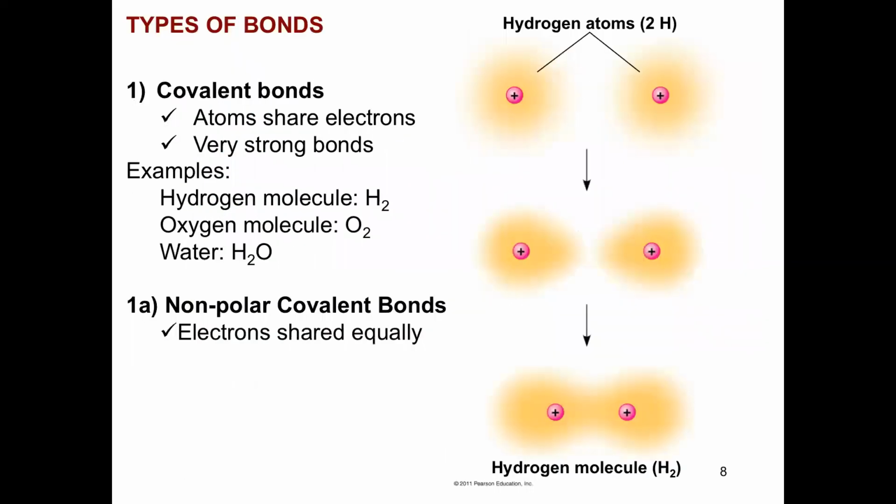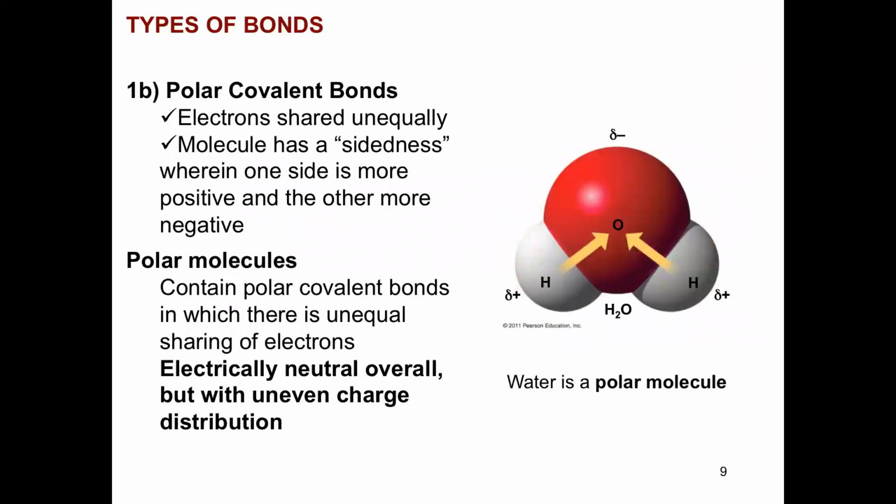Now, here we go back here. So here they're sharing these equally. But now, if these are not the same atoms, so if we're talking about two different types of atoms, they may not share those electrons equally, but they will share them. And that's where you get polar covalent bonds. And in this case, the electrons are shared unequally.